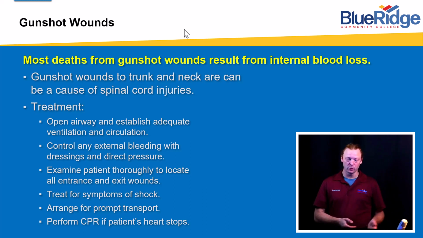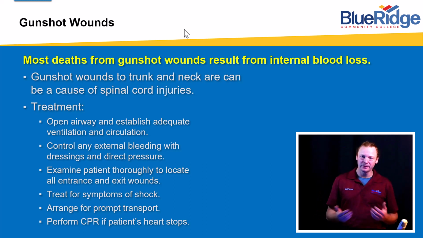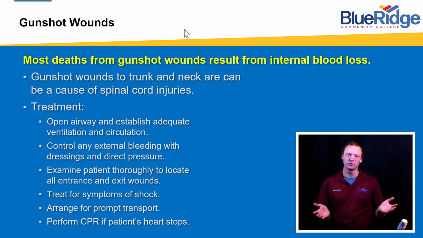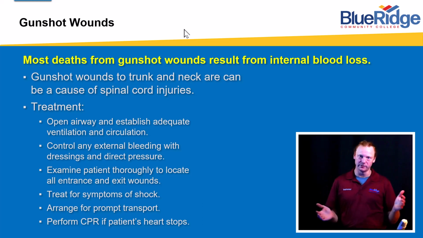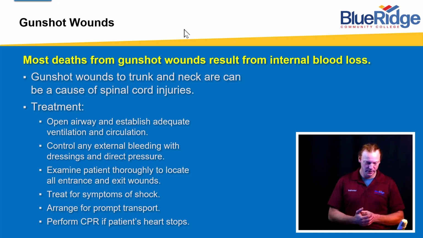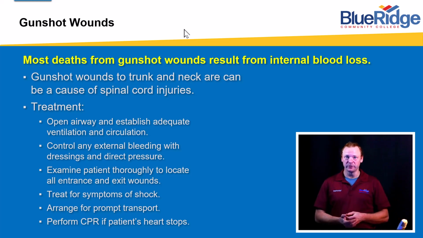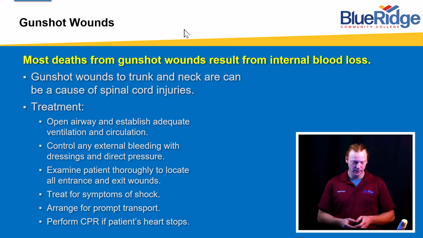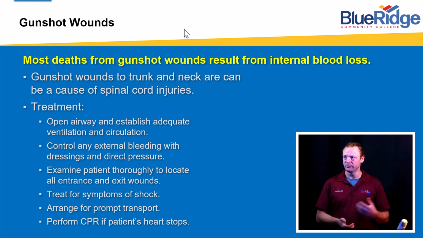Examine the patient thoroughly for entrance and exit wounds. Now, we're not trained experts on gunshot injury patterns, so we just call them injuries. If we don't call it a bullet entry wound and an exit wound, we would say I have 2 puncture wounds. We don't know if it's an in or out, but we're going to treat them both the same, and we want to cover both of those holes. Treat for symptoms of shock, temperature control, arrange for prompt transport, and of course, if they do go into cardiac arrest, we need to perform CPR as we normally would.